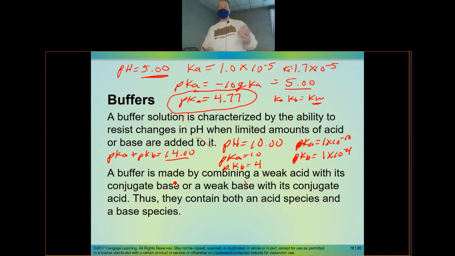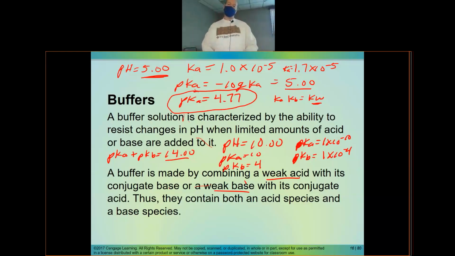Again, they have to be conjugates. So you have to have a weak acid and its conjugate base. They both have to be weak. They both have to be non-zero. You cannot have any H plus. You cannot have any OH minus. All right, and so you can buffer at any pH.